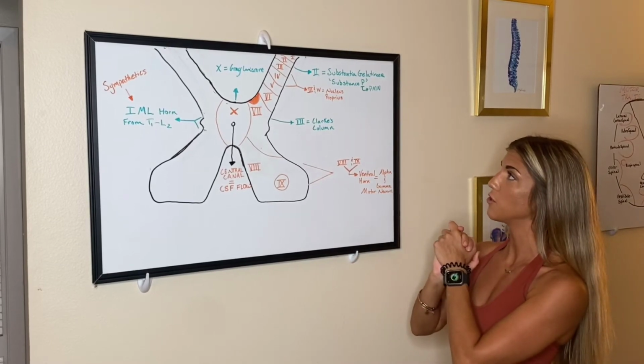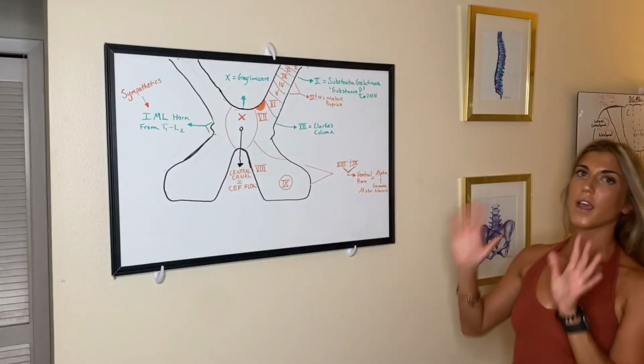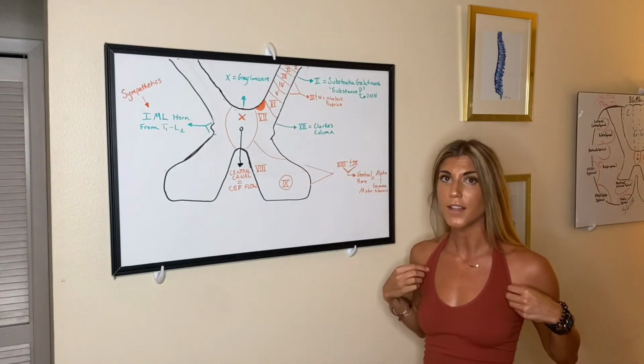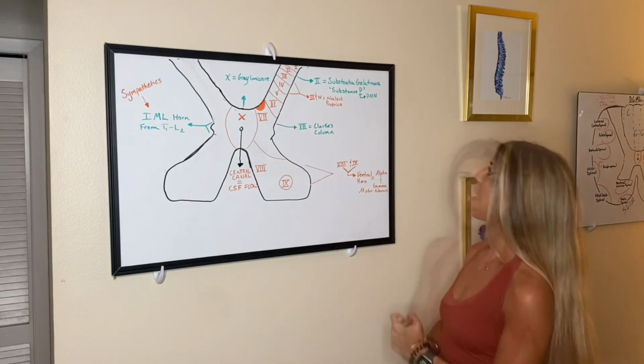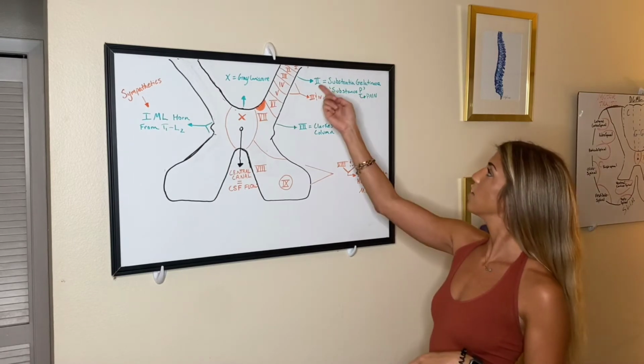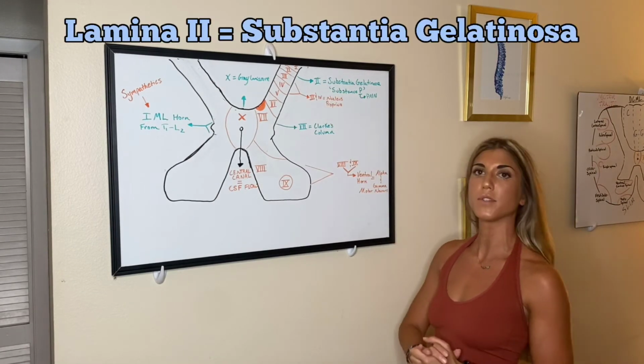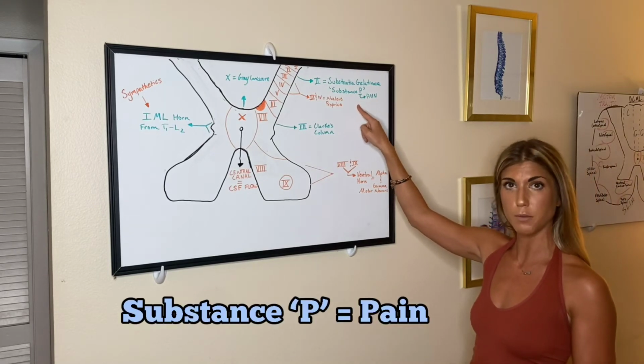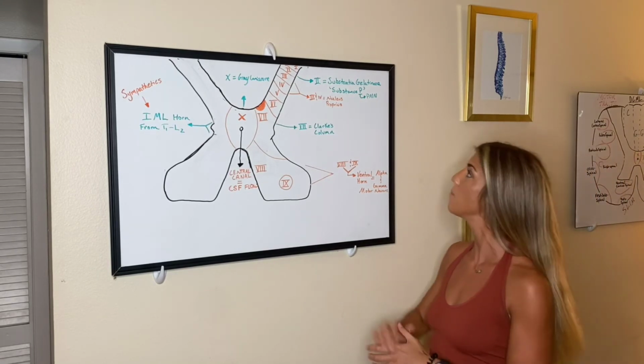I'm just going to talk to you about the Rexed lamina like I just said. There are 10 you need to know, all labeled right here. There's only about 7 that you actually need to know. First one you really need to know is Rexed lamina 2. That is your substantia gelatinosa, which is substance P, which is responsible for the initiation of pain.